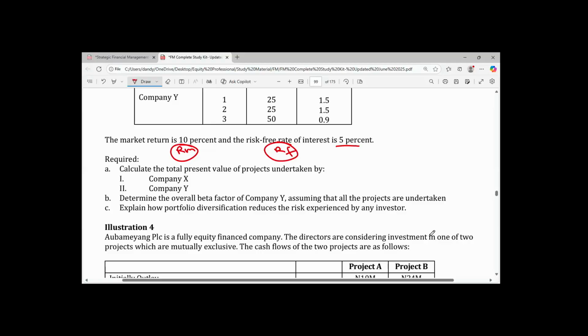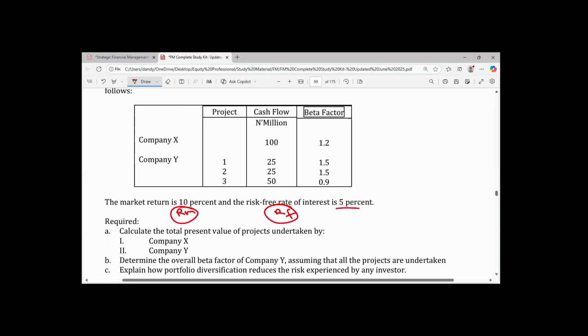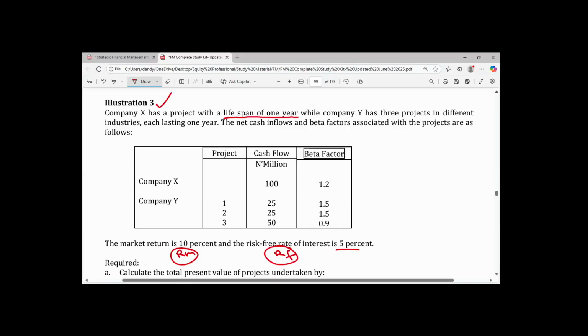All right, so we want to calculate the present value. How do you compute present value? Based on what we have done under capital budgeting, present value is computed by multiplying cash inflow with the discount factor, right? You have been given cash flow for each of the projects, so all you need to do is to discount.